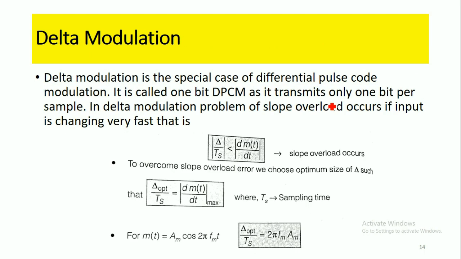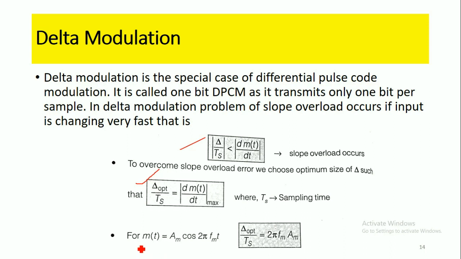And next one is delta modulation, which is a special case of differential pulse code modulation. It is called 1-bit differential pulse code modulation as it transmits only 1 bit per sample. In delta modulation, the problem of slope overload occurs if the input is changing very fast. So here slope overload occurs when delta by Ts is less than the absolute value of d m(t) by dt. To overcome this slope overload error, we choose the optimum size of delta by considering this equation.